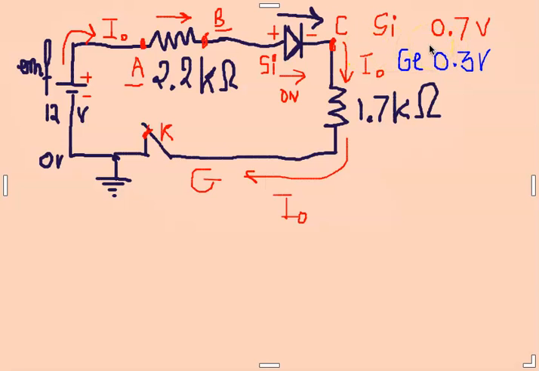Since this is a silicon diode, we have a drop of 0.7 volt. And from this part, passing through 1.7 kilo ohms, there is a drop also to the ground, G. Then going back to the source of power, the electromotive force is 12 volt.